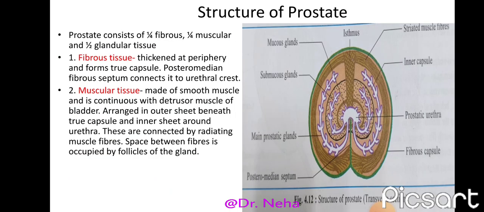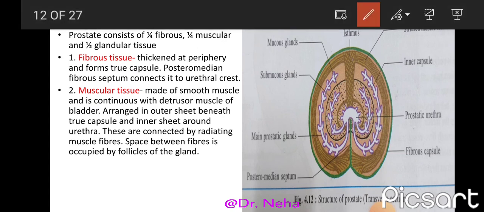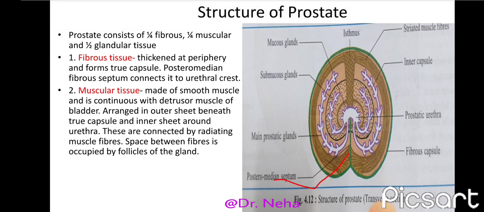Now the structure of the prostate. Prostate consists of 1/4 fibrous, 1/4 muscular and 1/2 glandular tissue. The fibrous tissue is thickened at the periphery and forms the true capsule. That is the green colored line. This is showing you the fibrous capsule. This fibrous capsule on the posterior median aspect forms the fibrous septum which connects it to the urethral crest.